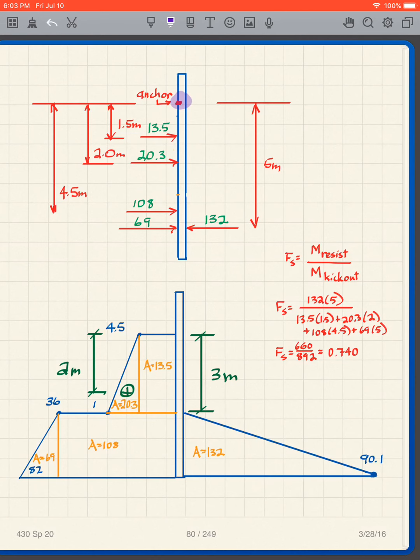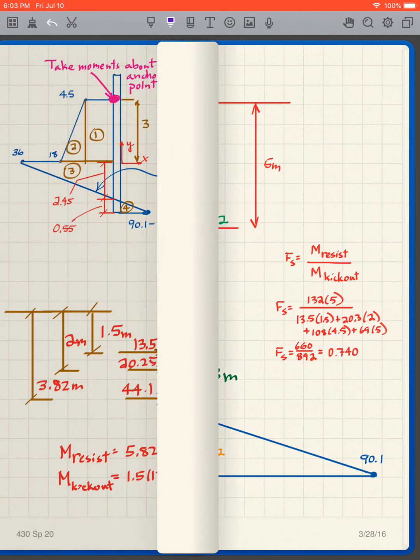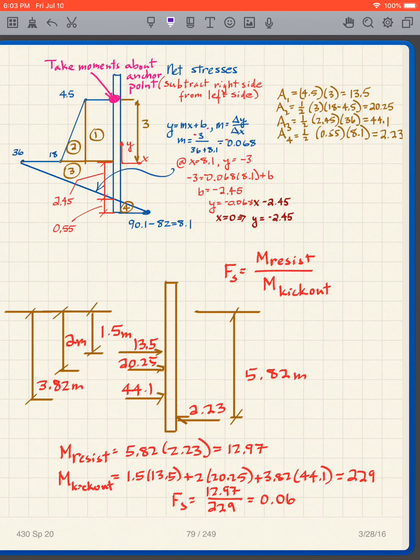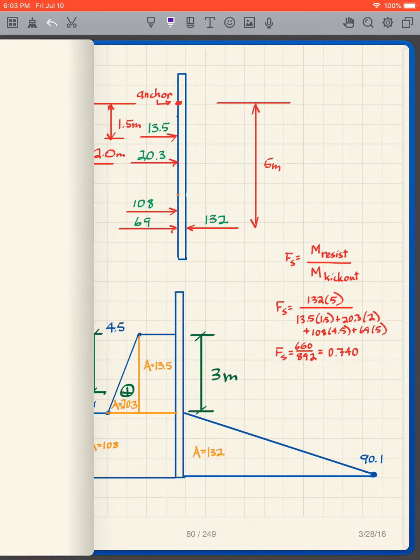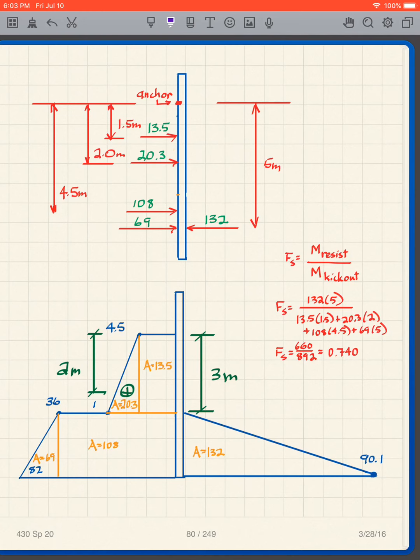And on the kick out, I've got 1, 2, 3, 4 of them. You can all do this. I'm not going to go through it, but that gives me these 4. That's the numerator, 132 times 5. And then working out this expression, my factor of safety is 0.74. Now that contrasts with the one that we got for the net stresses, where we got a factor of safety of 0.06. Now neither one of them obviously is acceptable, but you will get different results.